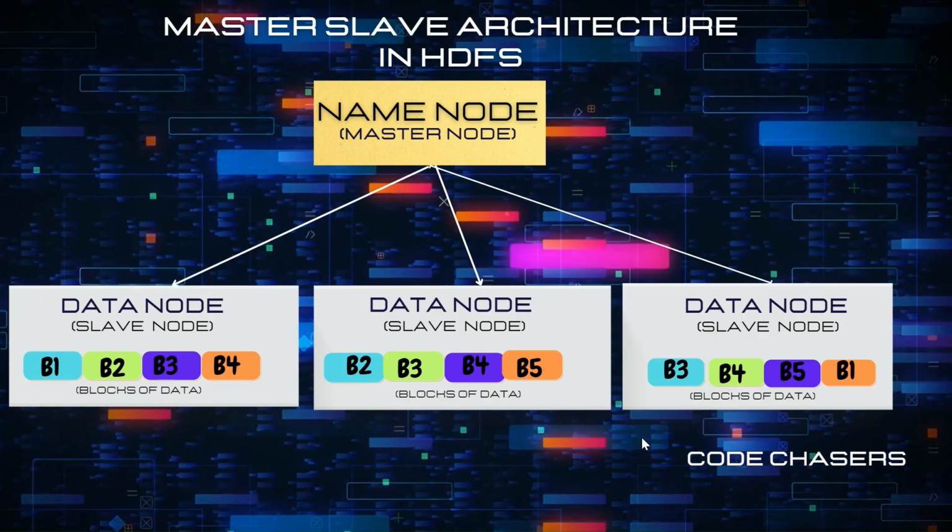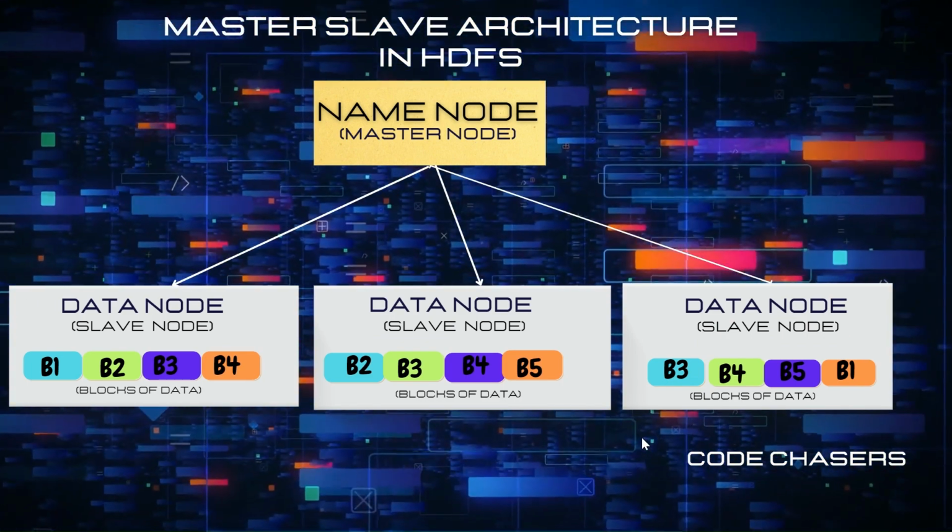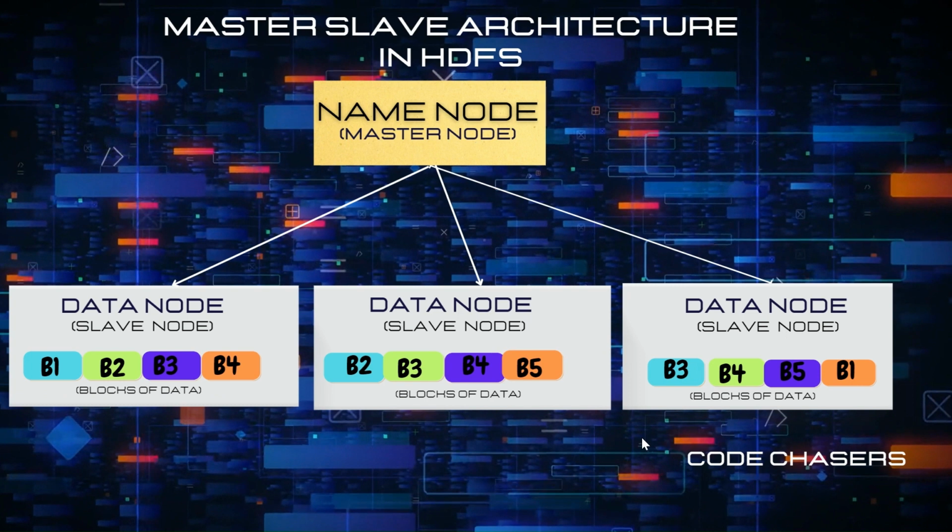Coming back to our master-slave architecture in HDFS, as I have said, the data in Hadoop will be segregated into smaller blocks. Here, the actual data is present in the data node. The data node will contain those smaller blocks. Here, those blocks are B1, B2, B3, B4 in the first data node. Now, if we observe in these multiple data nodes, the blocks are repeated.